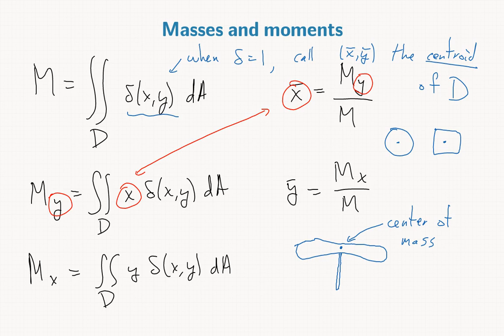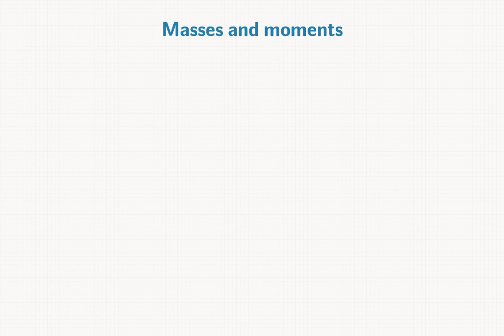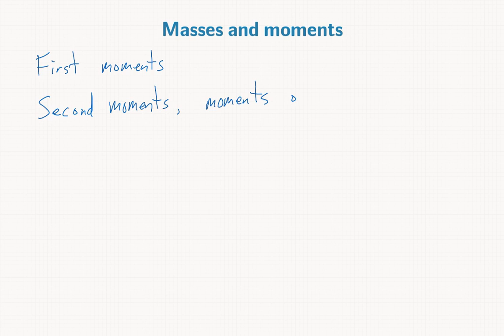The next concept I want to discuss is a different kind of moment. So the first kinds of moments we just discussed are sometimes called first moments. And now we'll talk about second moments, or moments of inertia.